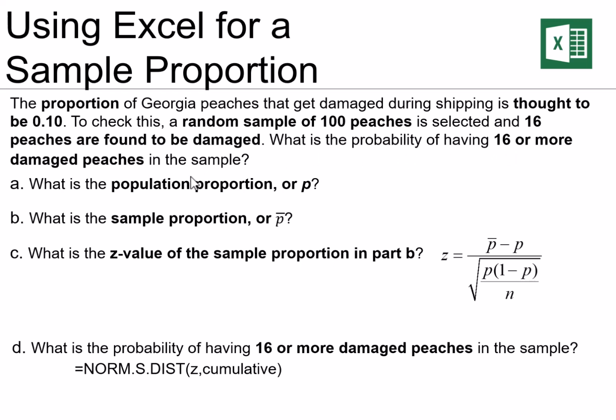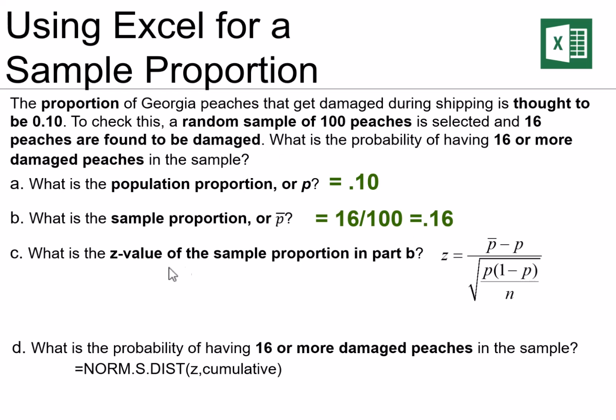So the first part is you just want to identify what the population proportion is, or P. So this is actually given to us in the problem as 0.10. So next we want to calculate the sample proportion, or P bar. So that's going to be the number of peaches in the sample that would be damaged, or 16, divided by the sample size of 100 peaches, equals 0.16.